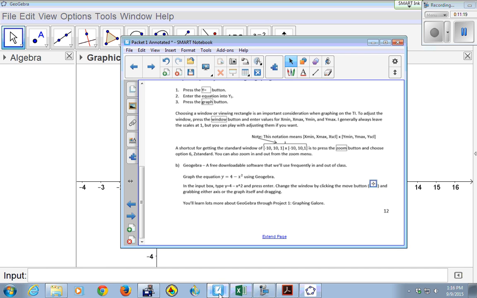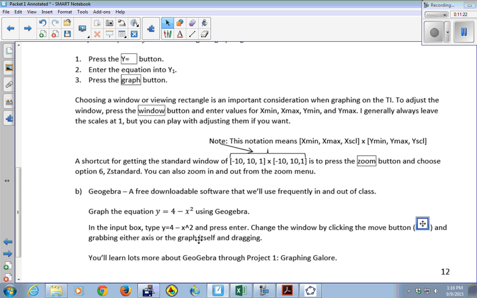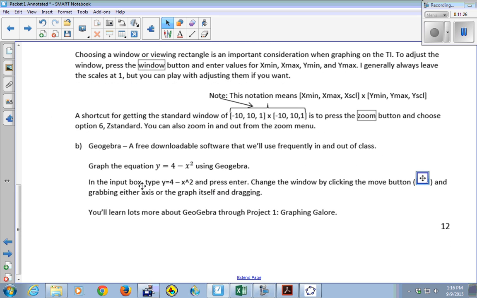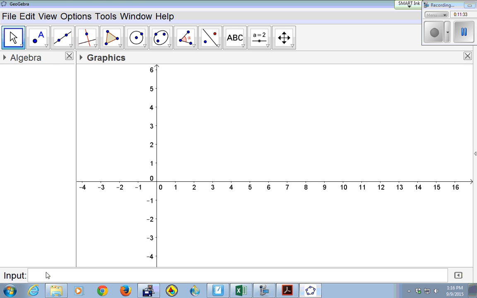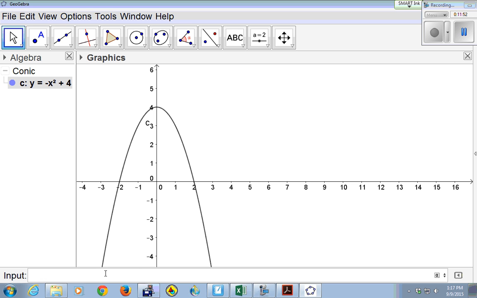All right, so first thing I want to do is graph the equation y equals 4 minus x squared. So to do that, I just type that exactly into the input bar at the bottom of the screen. So I go back to GeoGebra. Down here is the input bar down at the bottom. And I type in y equals 4 minus x. And again, you use the caret, which is shift the number 6, gets you the caret, and squared. And then you just press enter, and it graphs it.